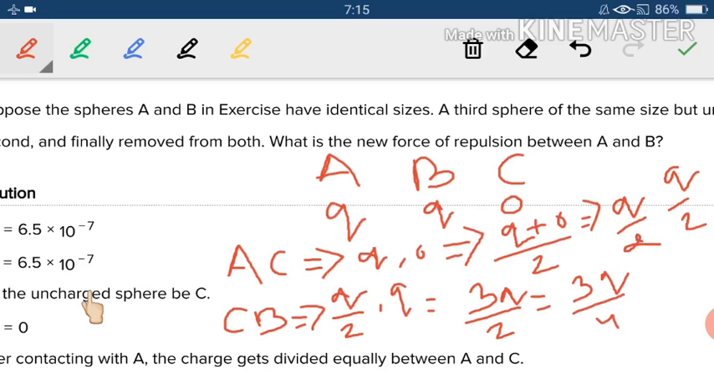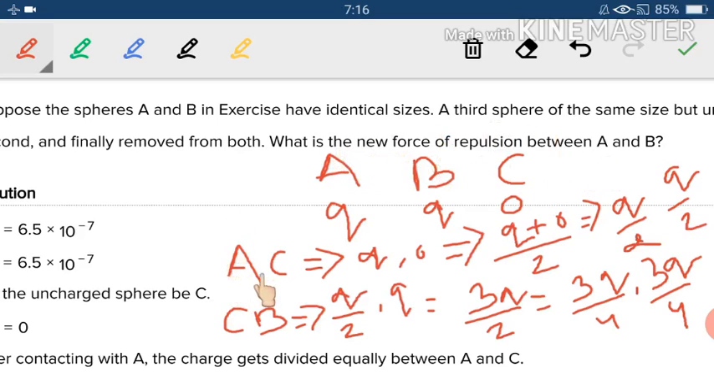3Q by 4. It means what? When C and B are brought in contact with each other, then the charges acquired by them will be 3Q by 4 and 3Q by 4. And what we are supposed to calculate is the new force of repulsion between A and B.